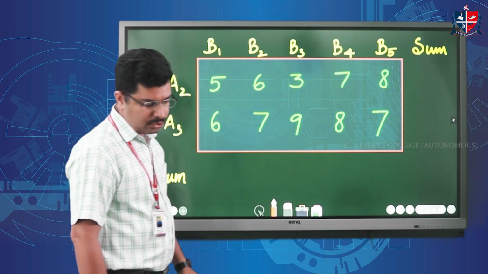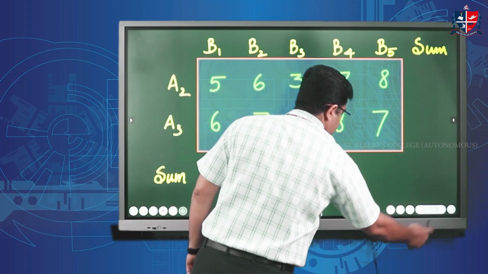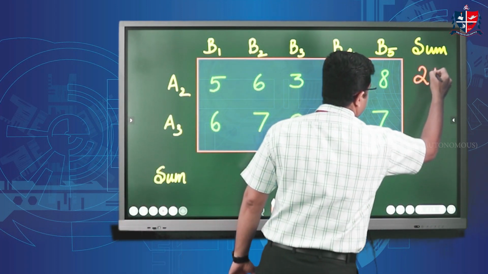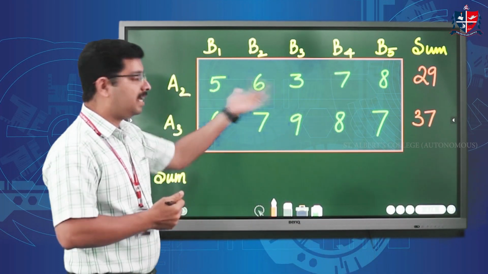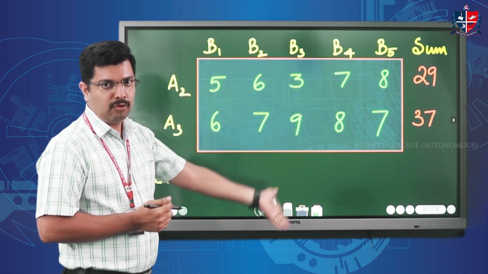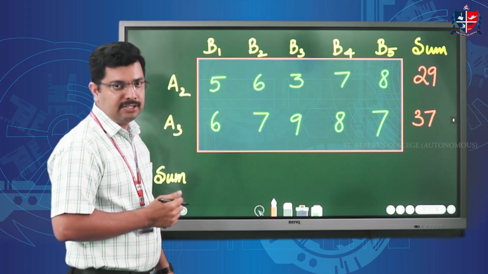So the sum of A2 is again 29. So here it was 29 and 37. So we'll just write the sum as 29 and 37. But that will not work out right now because row-wise dominance is almost over. So we have to go for column-wise dominance.